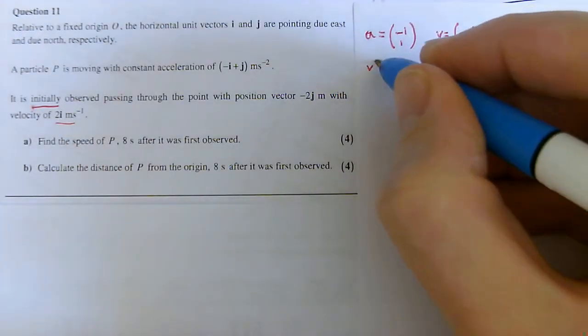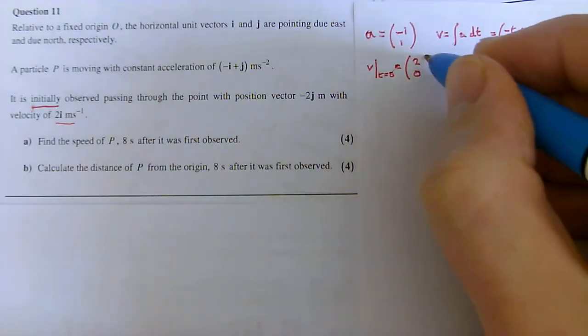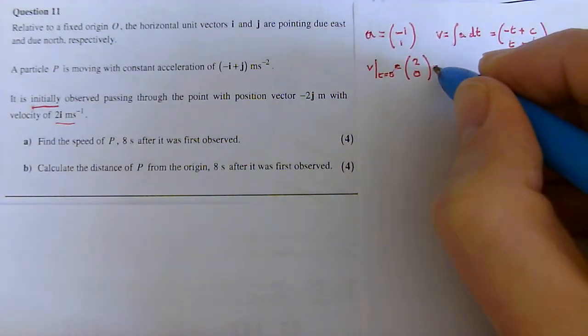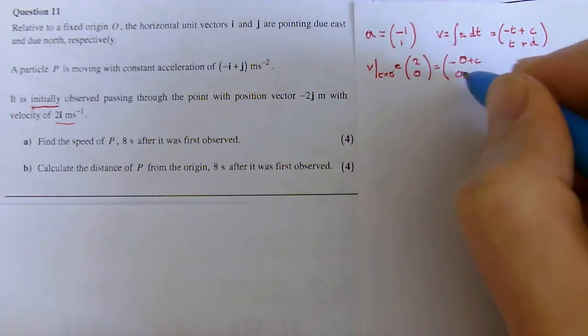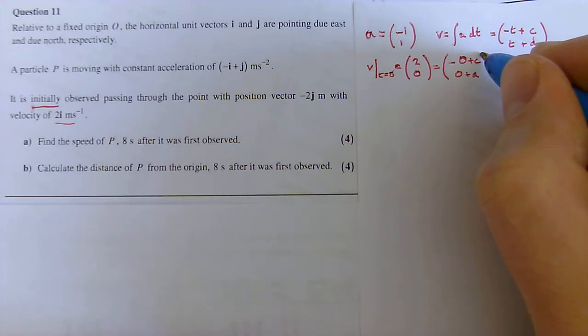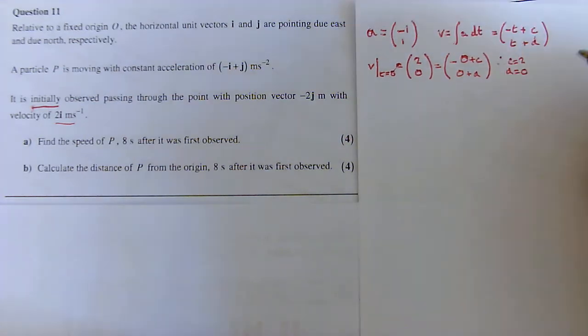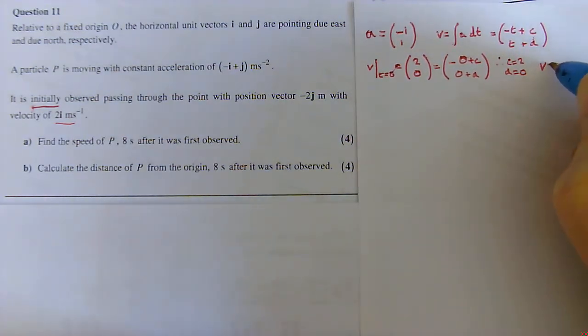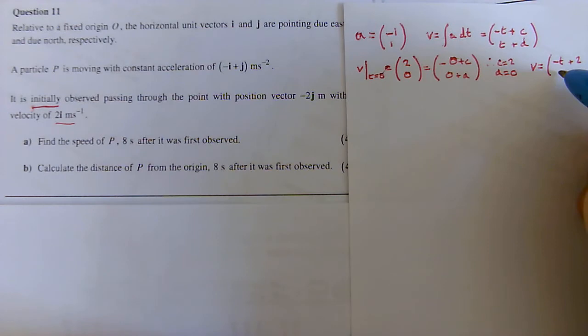Now, you're told that it is initially, that means when t equals 0, observed with a velocity of 2i. So we can say that v, given that t equals 0, equals 2, 0, and we've got our equation up here, which is minus, well, t was 0, minus 0 plus c, and 0 plus d. Now, it shouldn't be terribly difficult for us to work out, therefore, that c equals 2 and d equals 0, and so we've got our formula for velocity equals minus t plus 2, and here just t.